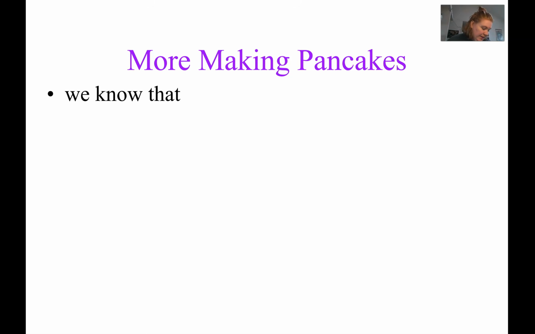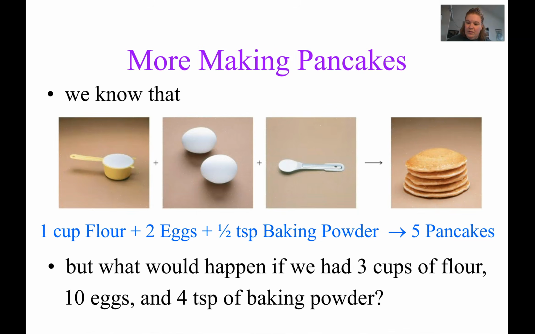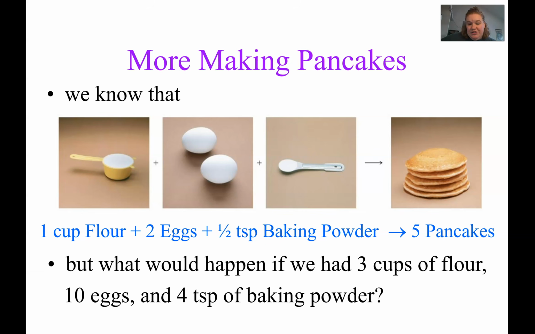All right, we're making some more pancakes. So here's our ratio, our recipe. What if we have 3 cups of flour in the cupboard, 10 eggs in the fridge, and 4 teaspoons of baking powder? This is generally how I cook, especially if I'm making something I want a lot of. I want to make a bunch of pancakes. So the question is, how many pancakes could we make? What's the most amount of pancakes we could make if this is all of our ingredients?